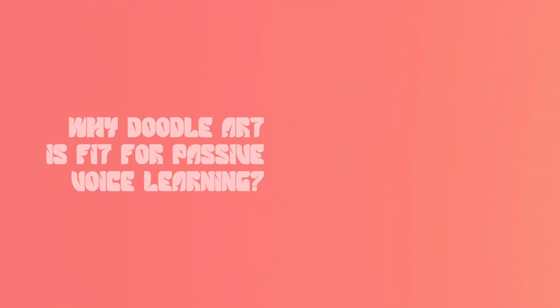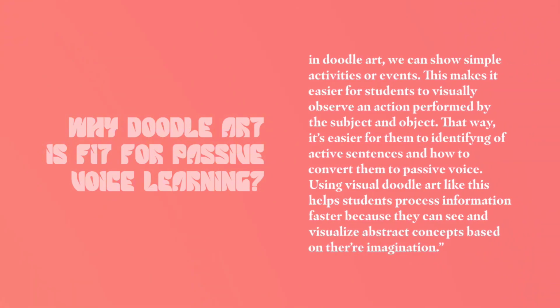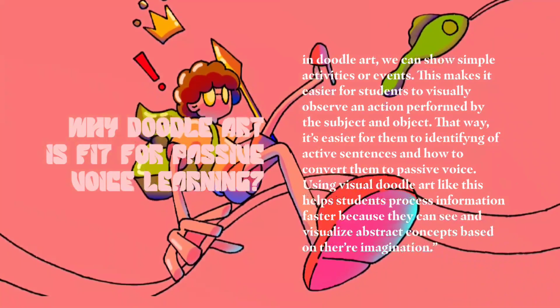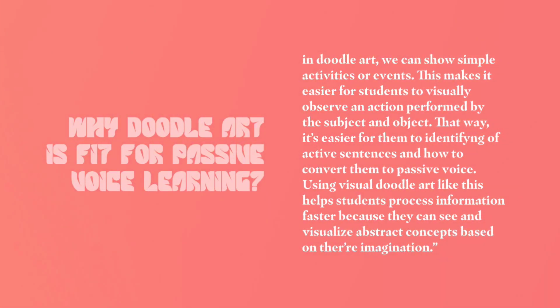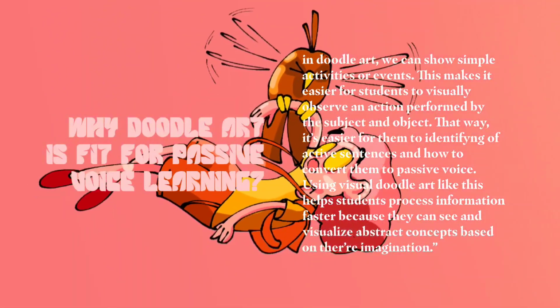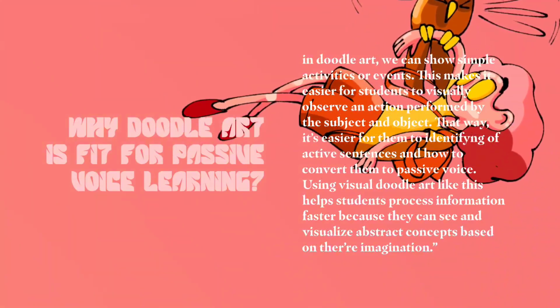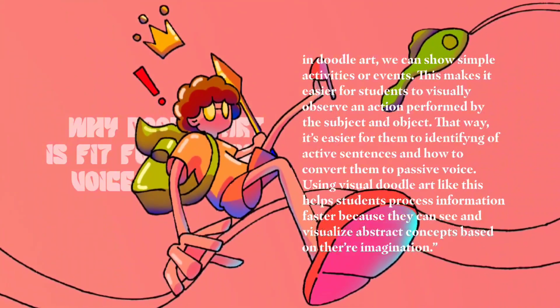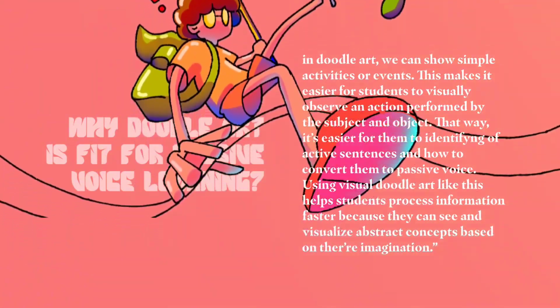Why is Doodle art fit for passive voice learning? Because in Doodle art we can show simple activities or events. This makes it easier for students to visually observe an action performed by the subject and object. That way, it's easier for them to identify an active sentence and how to convert it to passive voice. Using visual doodle art like this helps students process information faster because they can see and visualize abstract concepts based on their imagination.